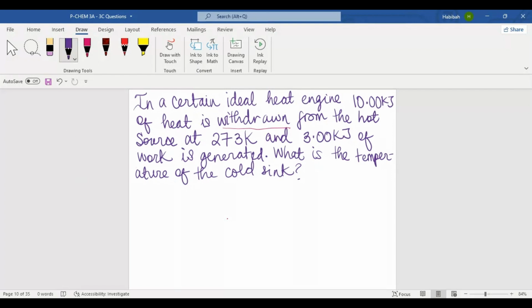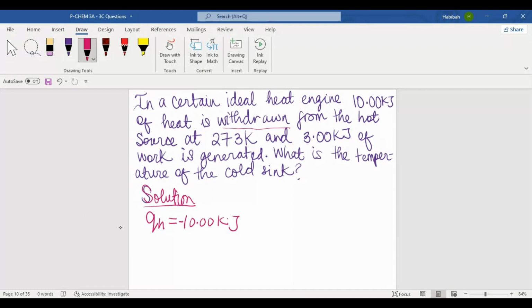The first thing you have to know is to write out the parameters. You have the heat of the hot source to be 10.00 kilojoule. You're told that the heat is withdrawn from the hot source at 273 kelvins. So I'm going to put a negative here because we're talking about the heat of the hot source. The hot source now has less, negative 10.00 kilojoule, because it has a particular amount of heat, and part of the heat is withdrawn, meaning it's taken away.